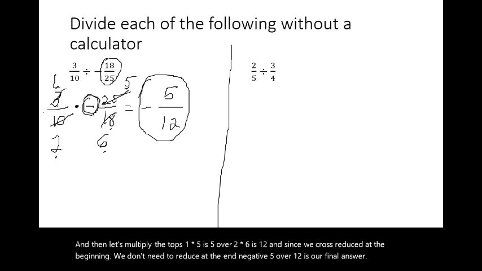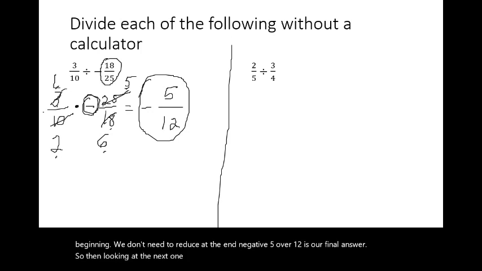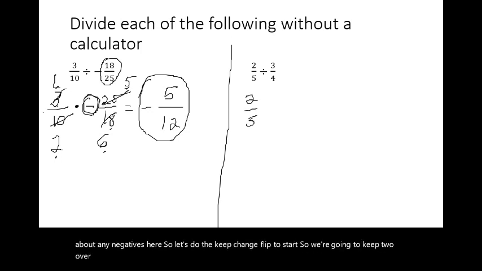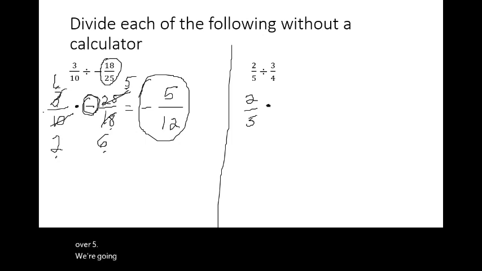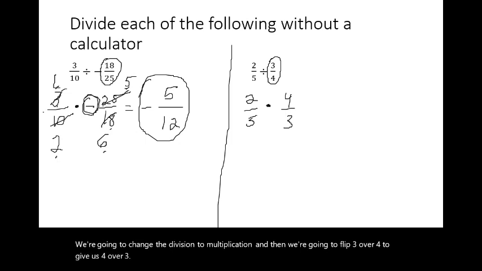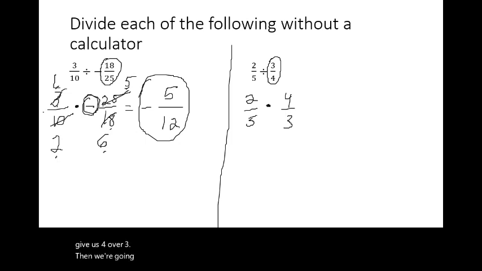So then looking at the next one, both of these numbers are positive, so we don't have to worry about any negatives here. So let's do the keep, change, flip to start. So we're going to keep 2 over 5. We're going to change the division to multiplication, and then we're going to flip 3 over 4 to give us 4 over 3. Then we're going to see if any of the numbers on the top have any common factors with the numbers on the bottom.